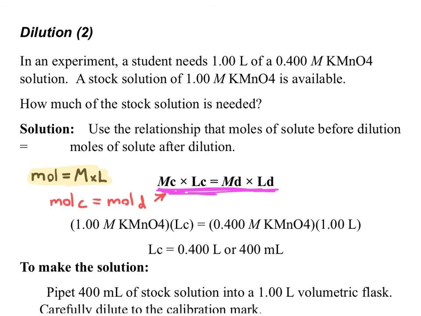Turns out that when we put the numbers in, the amount is 0.4 liters, so 400 milliliters. Therefore, what this is telling us is we need 400 milliliters of the stock solution in a 1 liter volumetric flask, and then we top it up to the 1 liter mark to have a solution of 0.4 molar potassium permanganate.